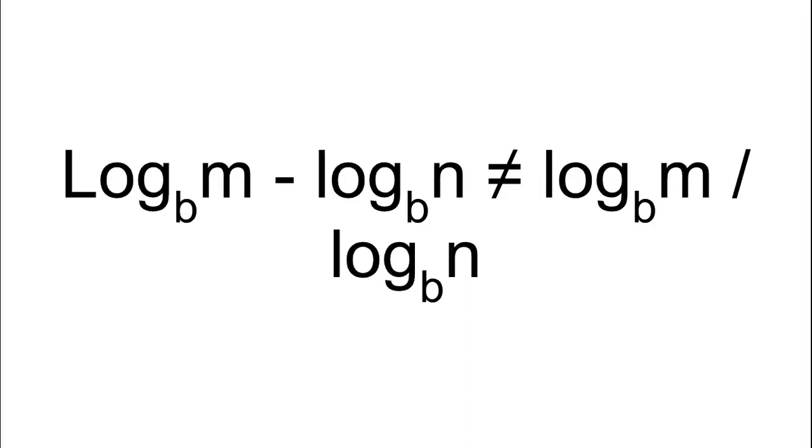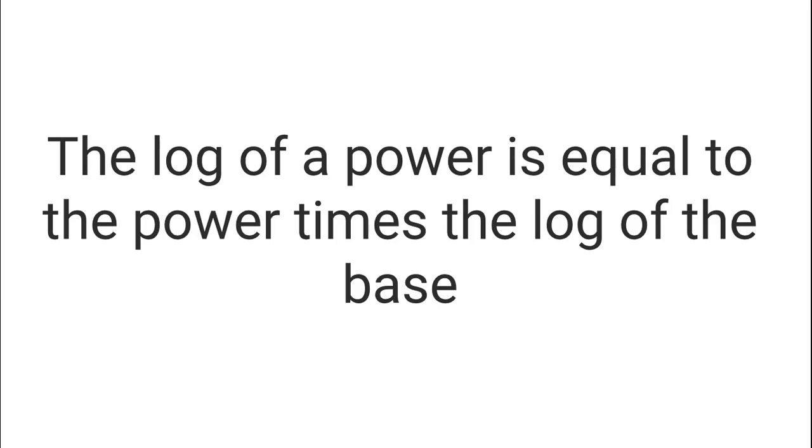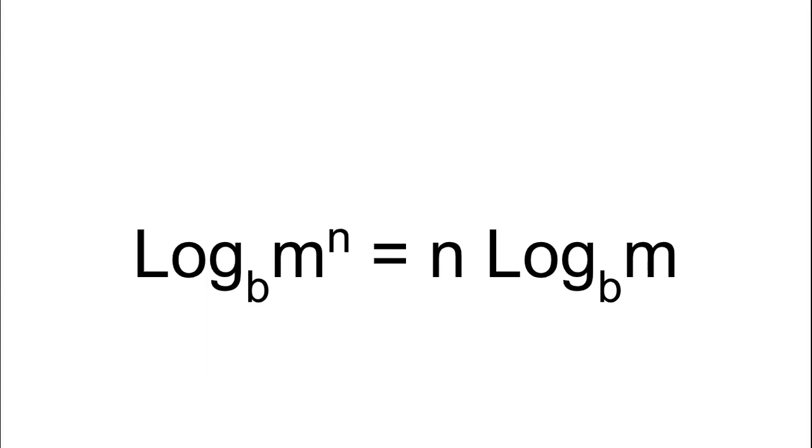But you gotta be careful again. Log base b of m minus log base b of n is not equal to log base b of m divided by log base b of n. The third property is the power property, which means that the log of a power is equal to the power times the log of the base, which means that log base b of m to the power of n is equal to n times log base b of m.